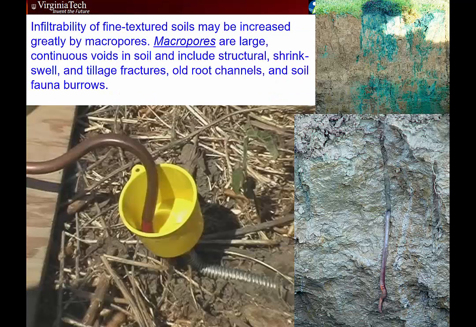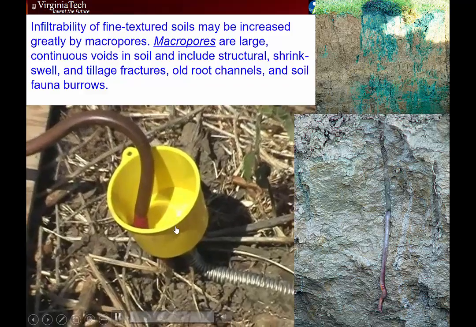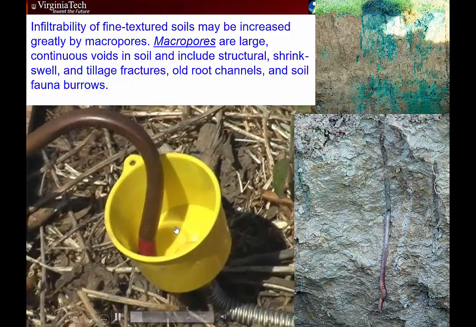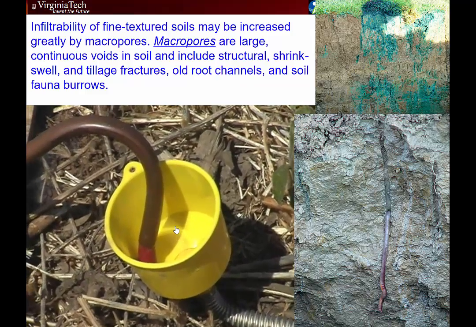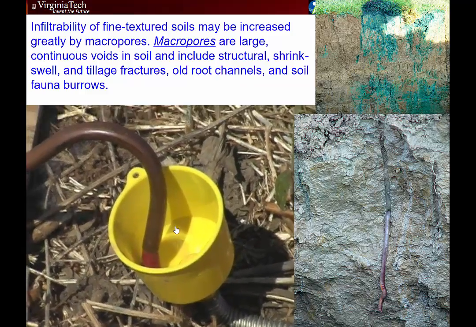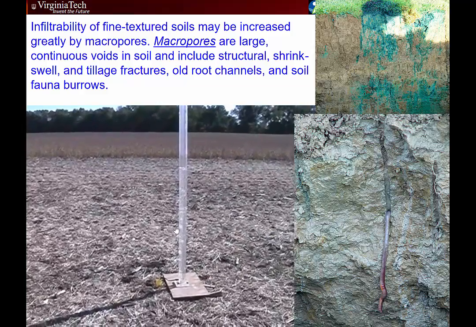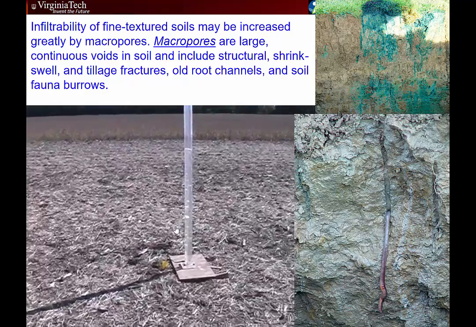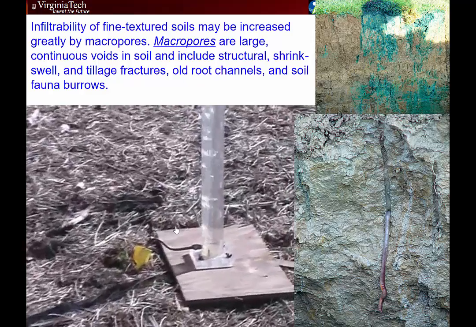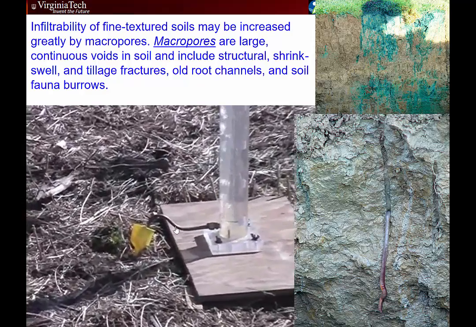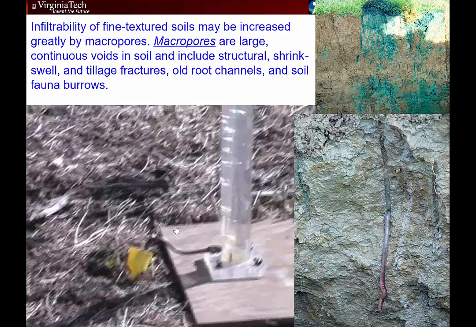And so I have a little video here. We're going to talk about macropores a little bit. Macropores are basically large continuous voids in the soil, and they include structural, such as shrink, swell, and tillage fractures, old root channels, and soil fauna. What you see in this video, we've put a funnel right into a macropore, and we're infiltrating water from this tube into that macropore.